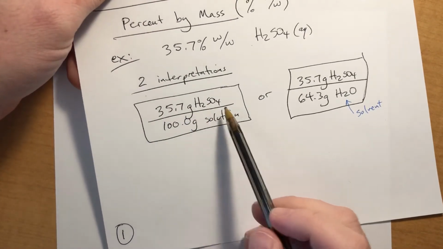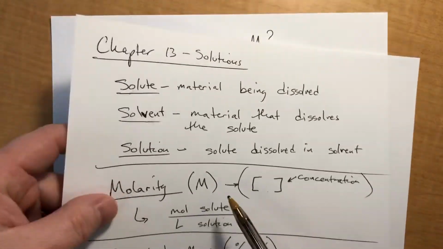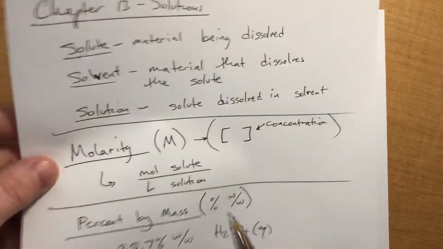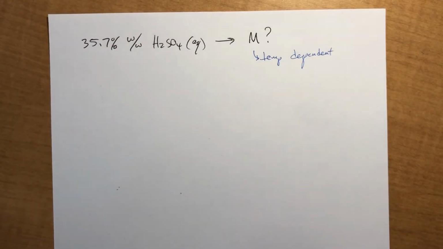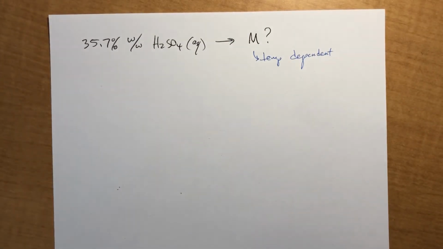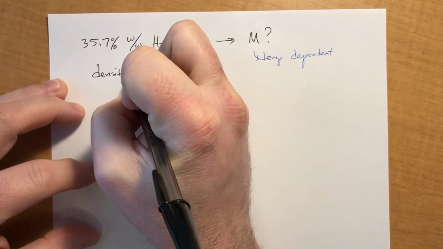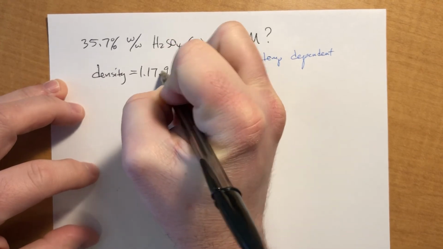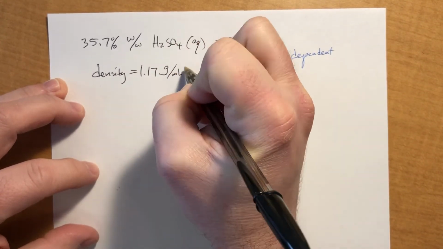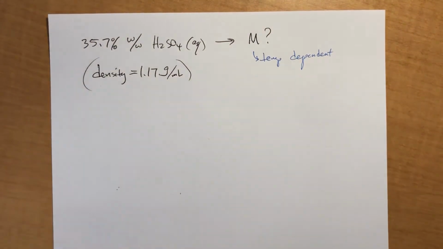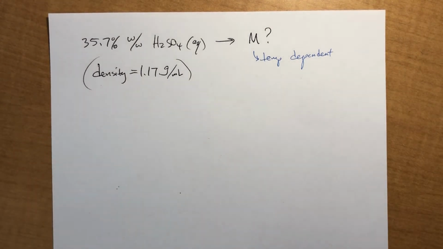These are based on masses. There is no volume component to this. This has a volume component. So in order to convert this, we would also need to know the density. I would have to give it to you. I do not expect you to just know the density. So for this example, we're going to say the density is equal to 1.17 grams per milliliter. This would have to be given information.